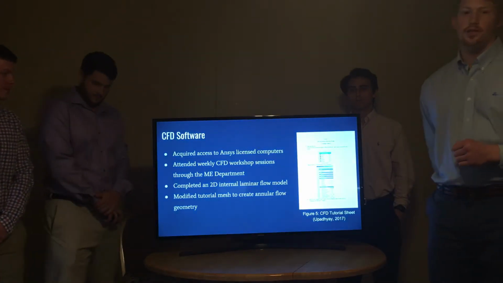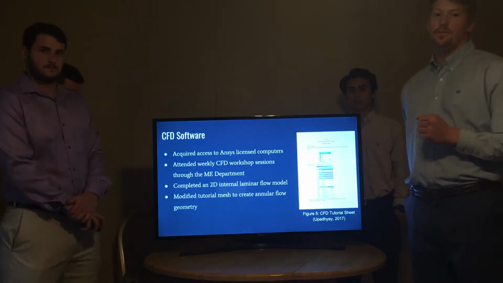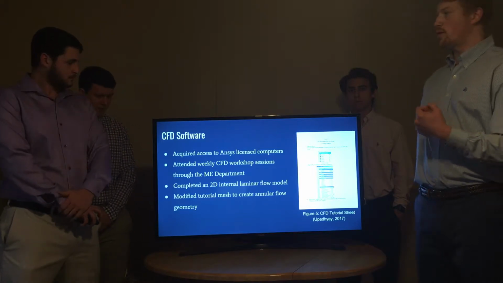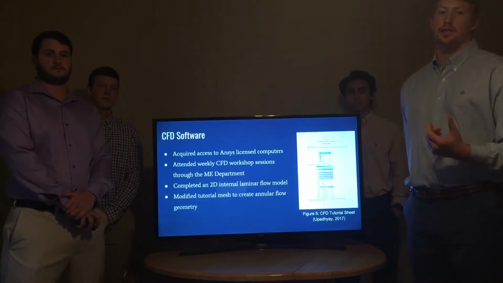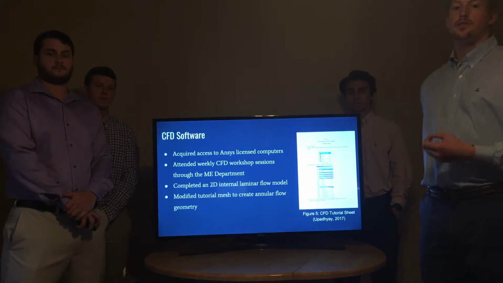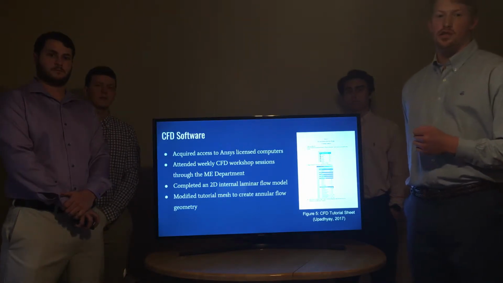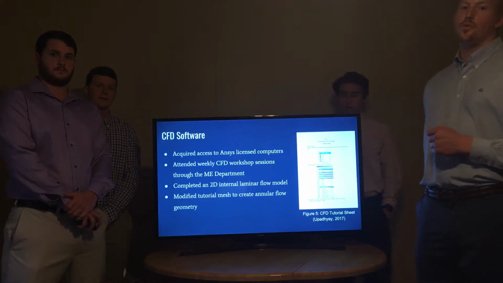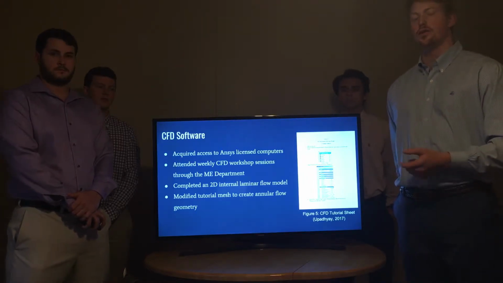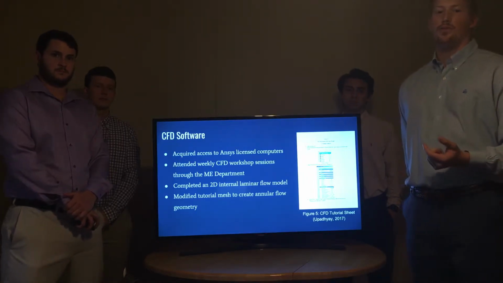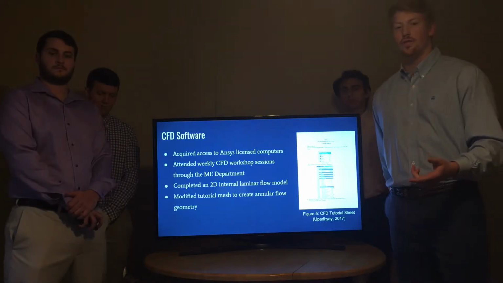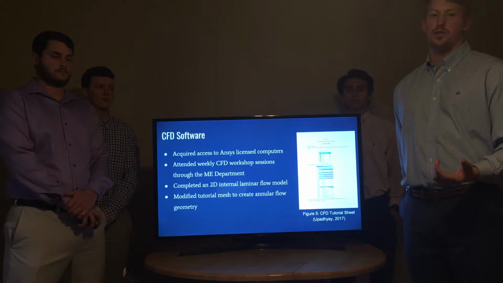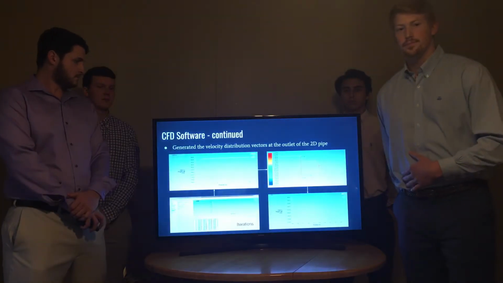So to run these simulations, we'll be using ANSYS Fluid. We worked both with each other and with the mechanical engineering department to gain access to these CFD-enabled labs. We also attended several CFD tutorial sessions. At these sessions, we learned the basics of modeling 2D internal laminar flow. We were then able to modify the mesh that we created in the tutorial session to create an annular flow geometry, which is what we're going to be focusing on in our simulations.